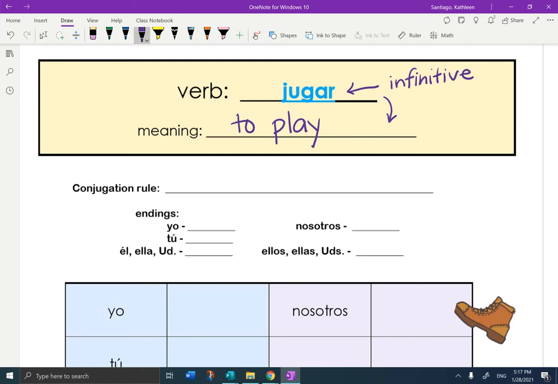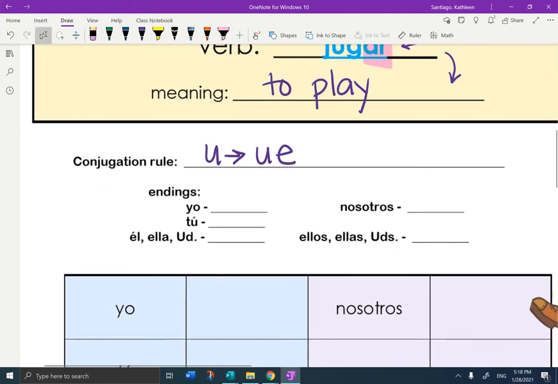To play. Conjugation rule. Well, this is our first stem changing verb, as you found out from the PACE lesson. It is a U to UE stem changer. And we want to remind ourselves as we look up here that it is an AR verb. That's important to know. So, what are the endings? Yo is going to end in O, tú is going to end in as, él, ella, usted, a, nosotros, amos, and ellos, an. We're going to learn ways to remember those.